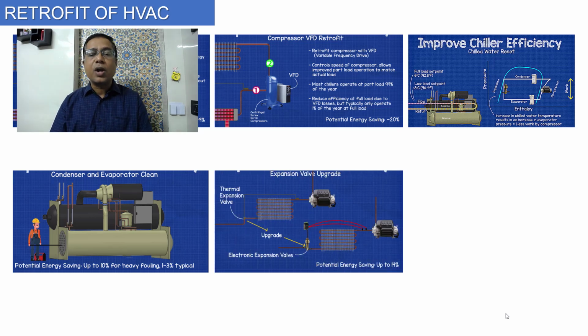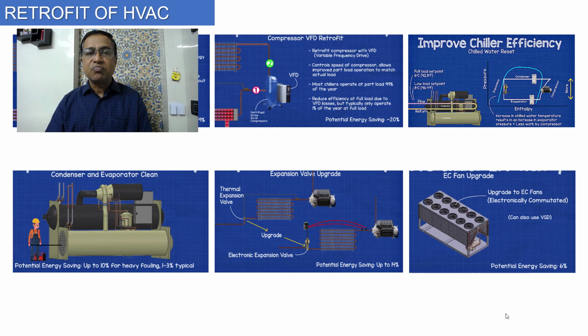The next one we can look at is changing the conventional expansion valve, again after checking compatibility, to an electronic expansion valve, which can modulate based on the load pattern. Again, this is another way of retrofitting. The other way of retrofitting is the condenser fan, which also consumes a lot of power. If you convert those conventional fans to EC fans, the benefit of saving is close to 6%. So this is another way of saving energy.